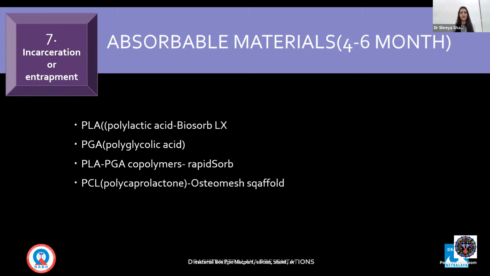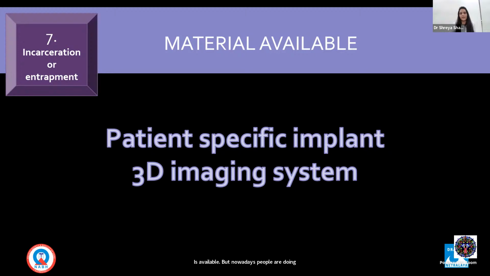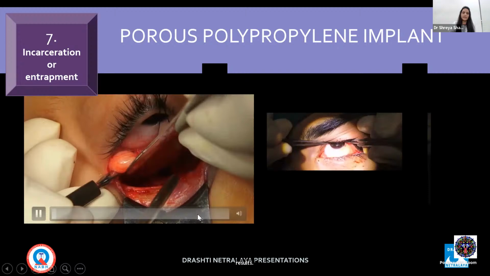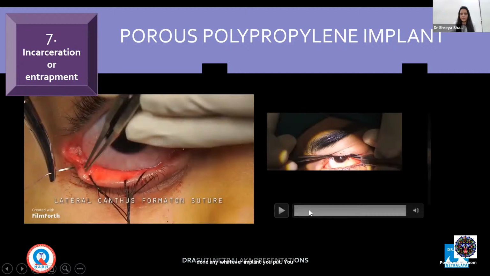Nowadays, absorbable material has come into the market, which is too costly. I don't have much experience with that. The materials available are PLA, PGA, rapid soft, or PGA osteomesh. But nowadays, people are doing patient-specific implants with 3D printing. That gives very good results. So once you operate, you need to see that it is properly done, and whatever implant you put, you need to attach it well. But don't forget to do the force duction test when you end the surgery.